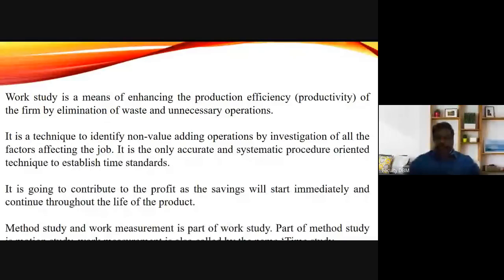The method study and the work measurement are part of work study. And the part of method study is the motion study. Work measurement is also called time study.